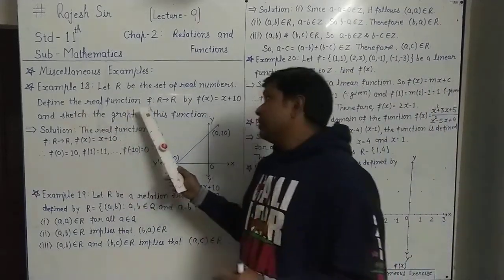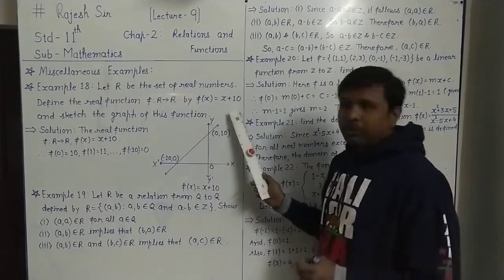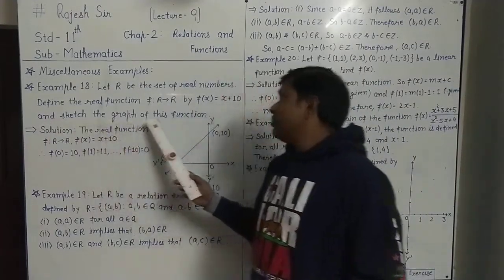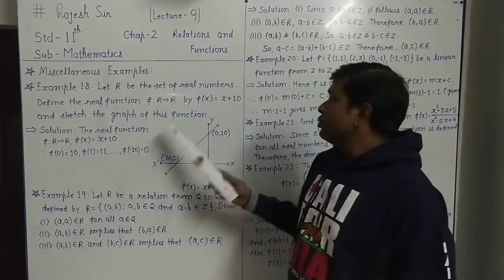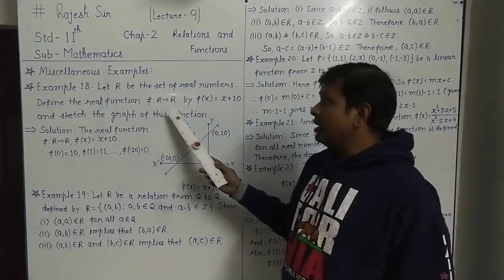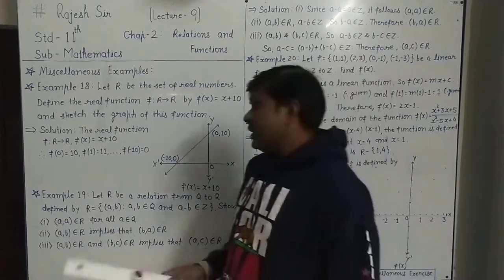Define the real function f from R to R by f(x) = x + 10 and sketch the graph of this function. You have to define this function f(x) = x + 10, the real function f from R to R, and you have to sketch the graph of this function also. So very simple it is.